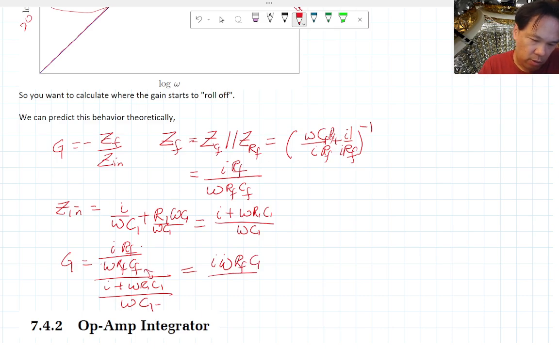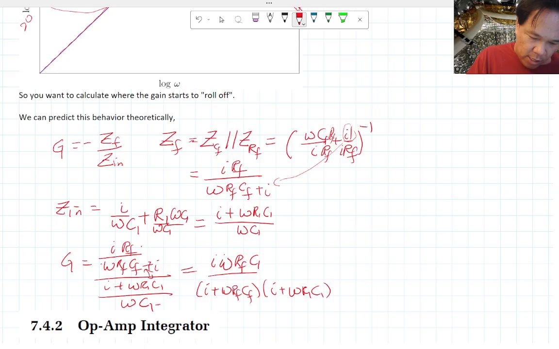Did I write something wrong? Yeah, there's something wrong here. That's the denominator. I forgot the j in the numerator here, of course. So this is actually plus j. This gets multiplied together, and it turns into this: 1 plus j omega RF CF, and then 1 plus j omega R1 C1. That's your gain function.